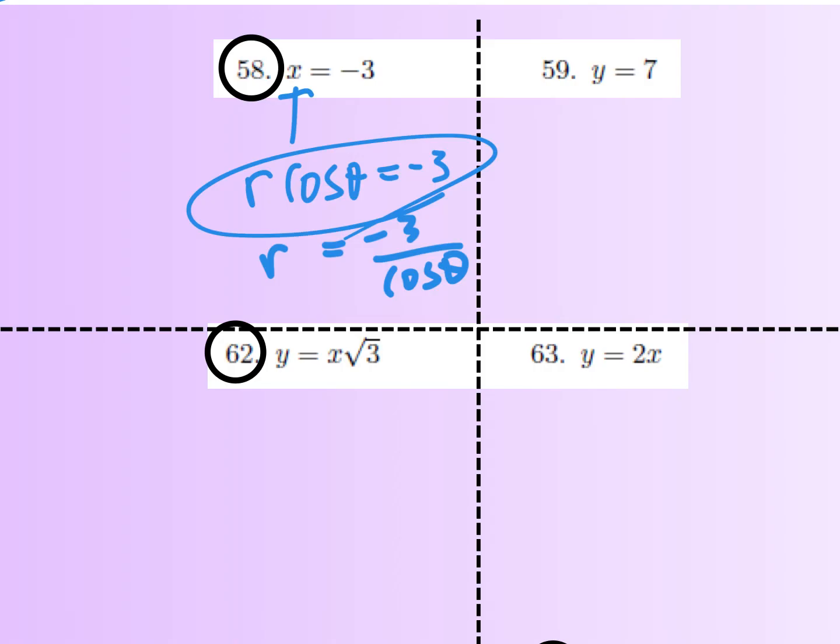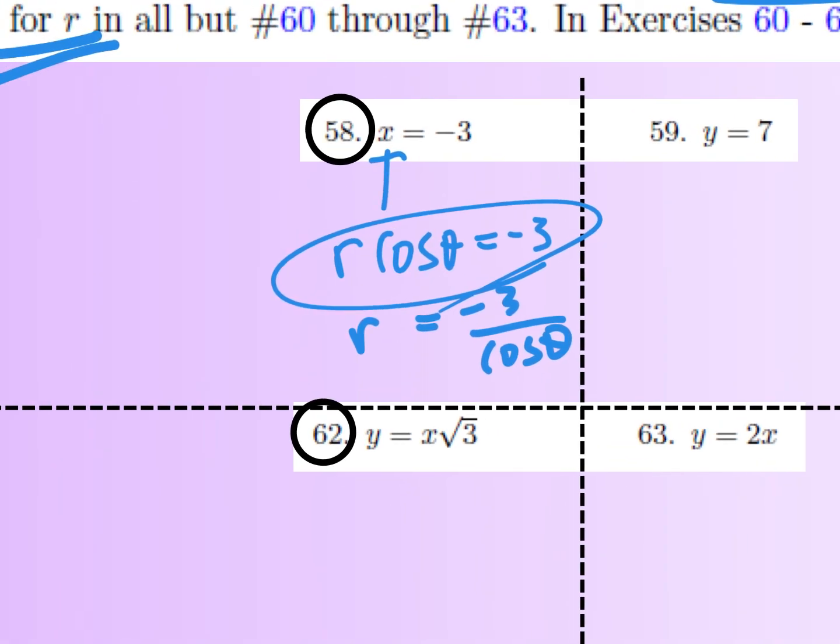Okay, and I kind of did 1, 2, skip a few, and I'm now on problem 58. And that one we just changed from rectangular to polar.